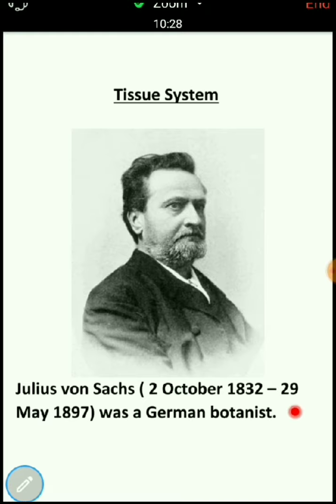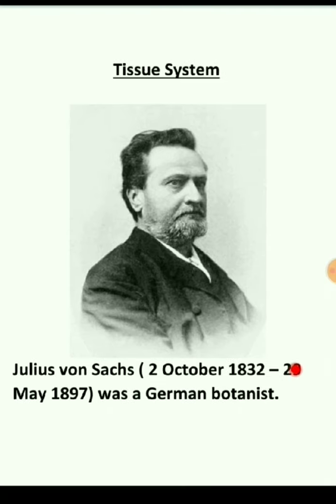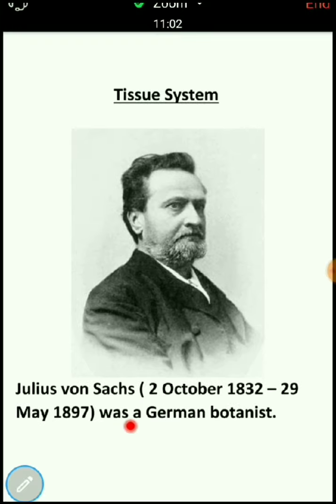Next we'll move on with the classification, that is the tissue system. Sachs, whose full name is Julius von Sachs, in 1875 classified the tissue system in plants into three types. Remember, this is the second scientist you are going to learn in this lesson. The first one was Nehemiah Grew, who is called the father of plant anatomy, and the second scientist you are going to learn in this lesson is Sachs. He classified the tissue system in plants.